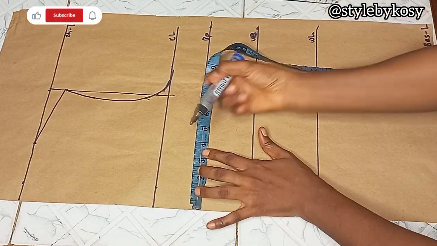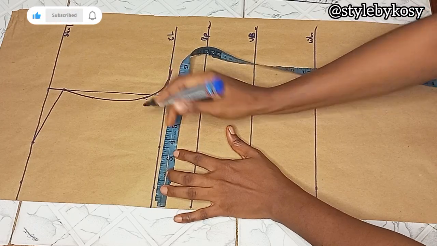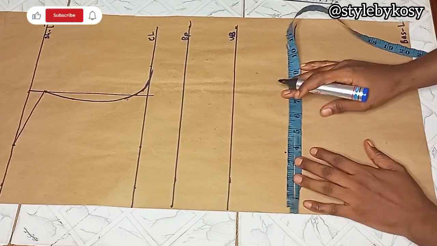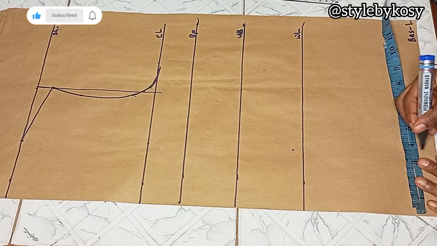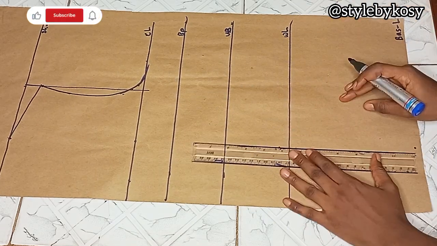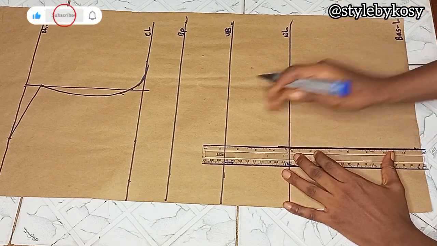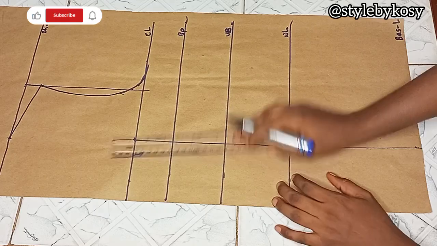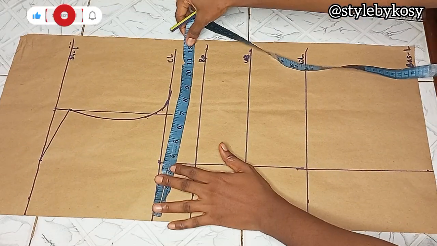The next thing I want to do is to create a dart line. To create your dart line, mark half of your nipple to nipple. Mine is 7 inch, half of it is 3.5. I mark this at the chest line to the hemline. Connect a straight line just like you see me doing here. Now I'm done with that.